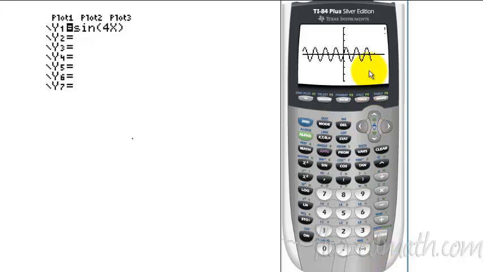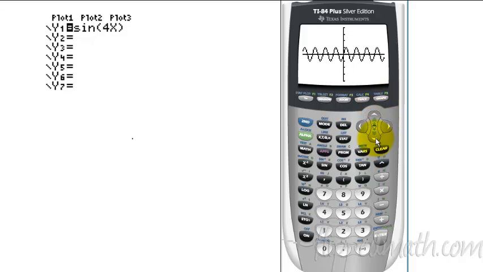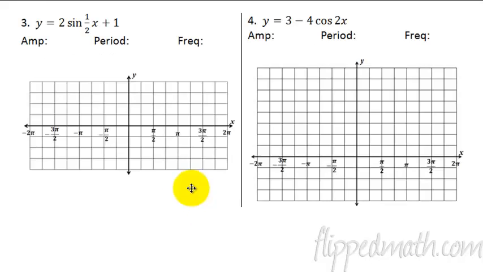Oh my goodness, that is beautiful. It's going right through those tick marks. What kind of window is that? -2 pi, +2 pi, and then this x scale. What's 1.57? That's pi over 2. Okay, so you can also use a zoom trig, and that'll jump to a nice window to help you check your graphs. But remember, that's just for checking. On this mastery check, you will not have a calculator, so be prepared to do this with no calculator. So it's only for checking your answers.